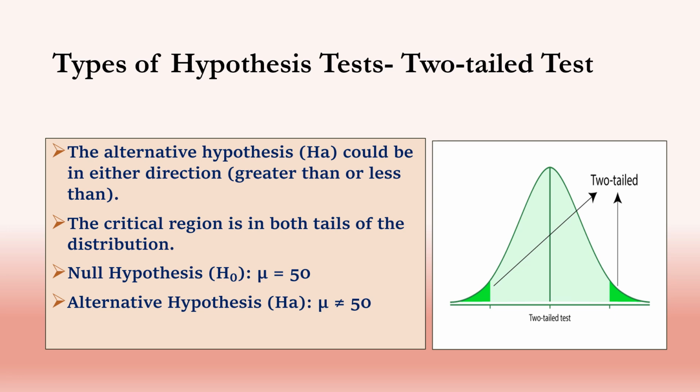This is a graphical representation of two-tailed test. Here we can see the critical region or the shaded region will be there on left hand side as well as on the right hand side. So the critical region will be falling on both the tails of this graph. We can say this is a two-tailed test.